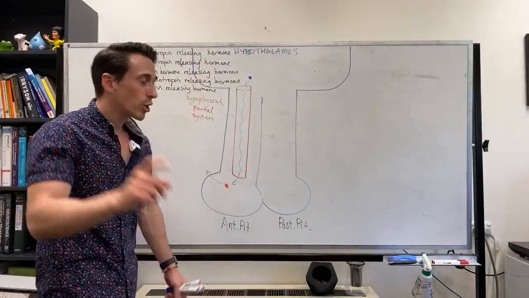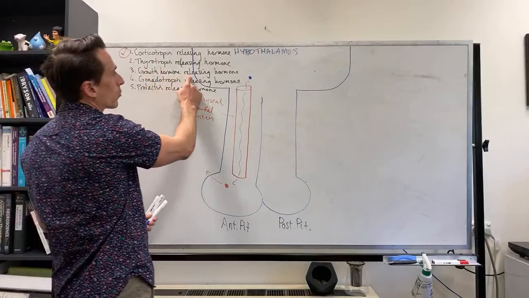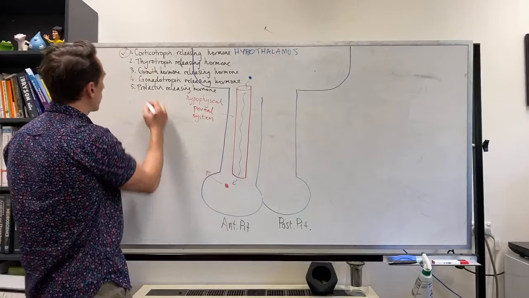In the meantime, let's talk about growth hormone releasing hormone. It gets released from the hypothalamus, travels down the hypophyseal portal system, and triggers the release of growth hormone. Unsurprisingly, growth hormone releasing hormone triggers the release of growth hormone. So number 3, let's tick that off. Number 3 is growth hormone.